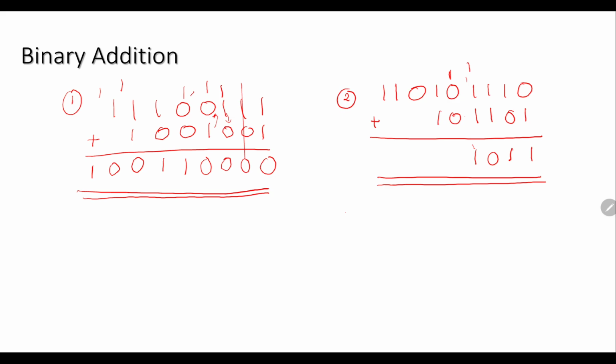So 0 plus 0 is 0. So 1 put it here. 1 plus 1 is 0, carry 1. So you put down here 1, 1, 1. So the answer for this question is 1, 1, 0, 1, 1, 0, 1, 1. Okay.